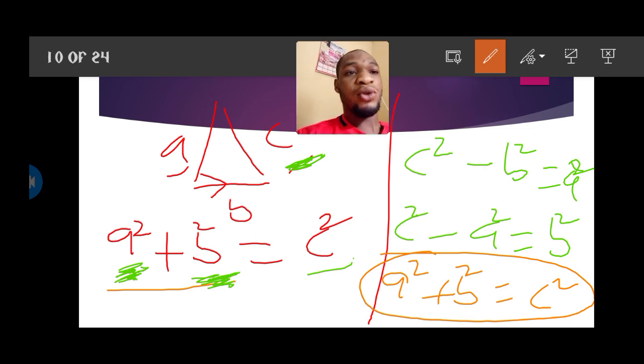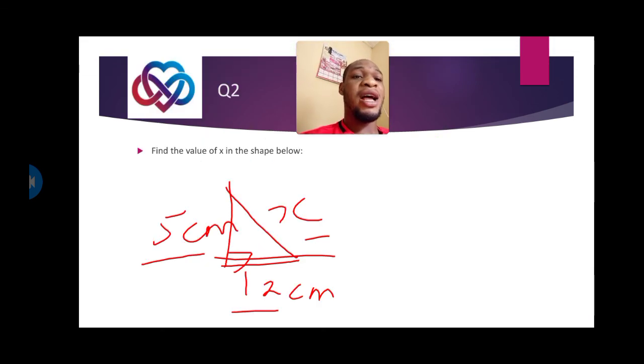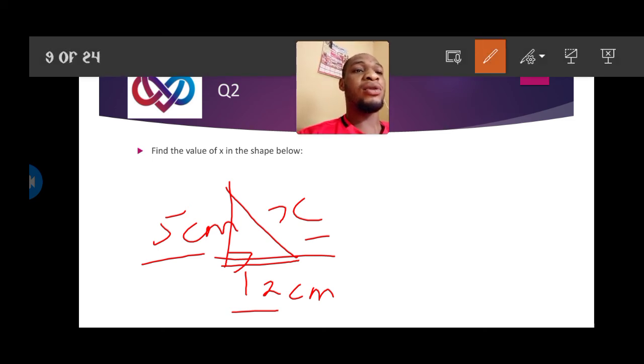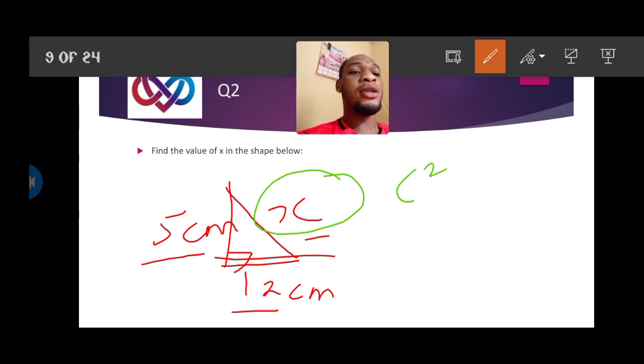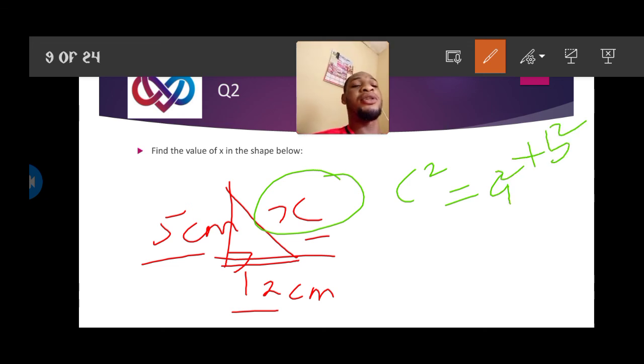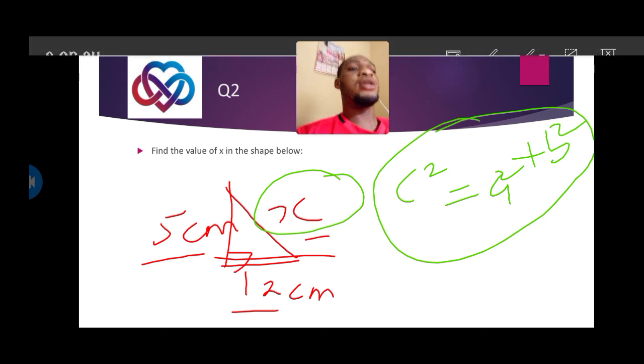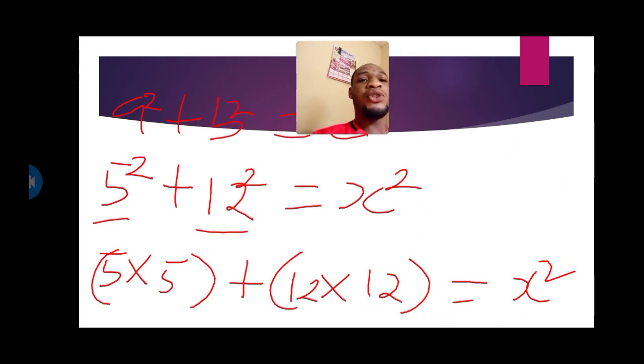But the formula we are going to use for this matter is a square plus b square equal to c square, because what we are looking for is the longest side, which is x. So we are going to use the formula c square equals a square plus b square. You get it? So that's the formula we used. Now our a is 5 centimeter, our b is 12 centimeter.